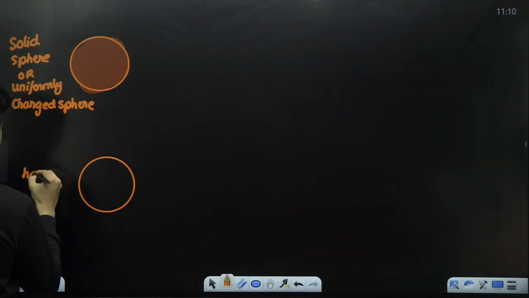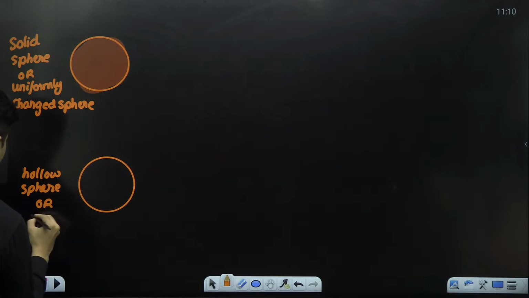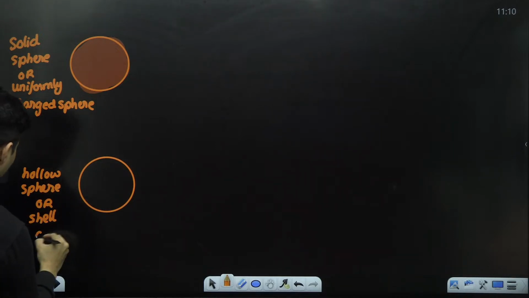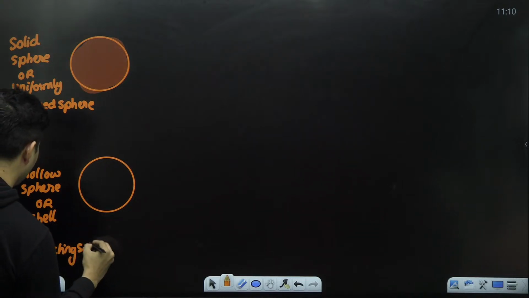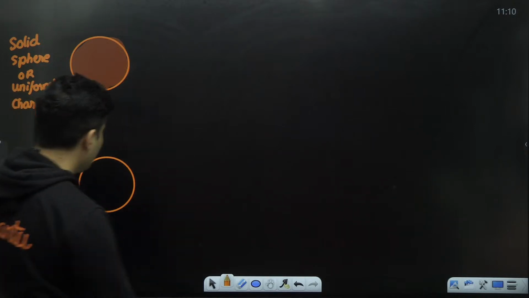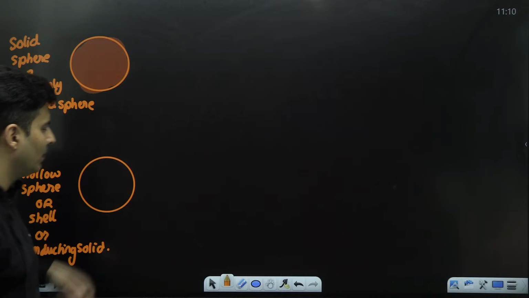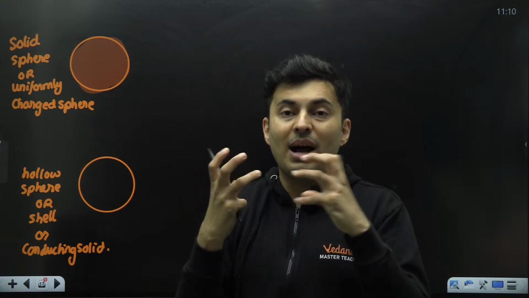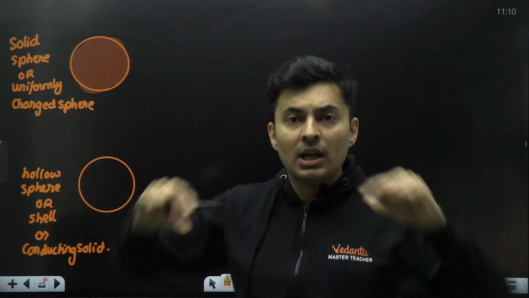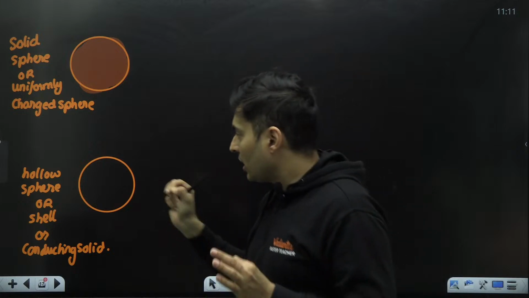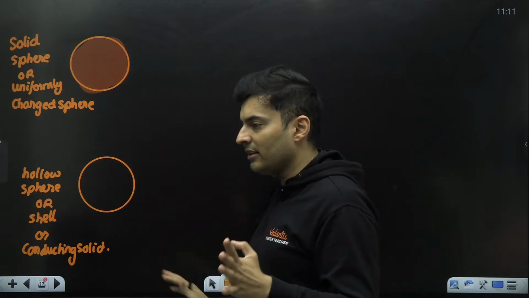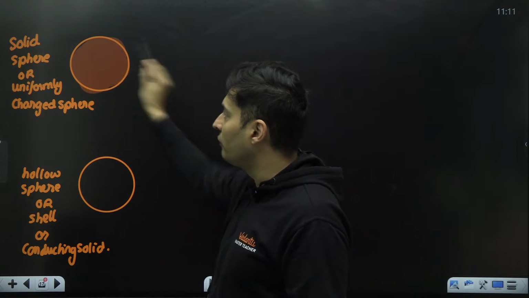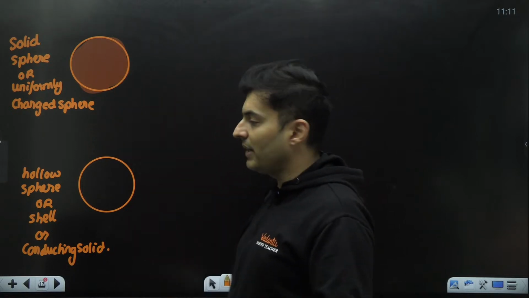This is basically a hollow sphere, a shell, or a conducting solid sphere. In a conducting solid sphere, the charges only come on the periphery. So even though it is filled inside, there is no point of that mass inside because the charges only come on the periphery. So it behaves like a shell. A shell, a conducting solid, a hollow sphere is one and the same thing. A complete solid sphere of mass or a uniformly charged sphere is one and the same thing.